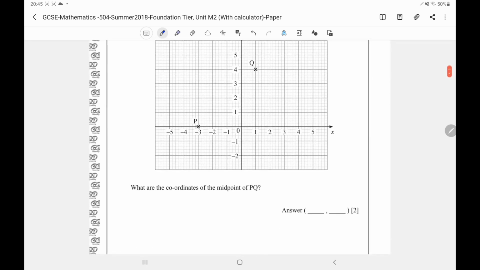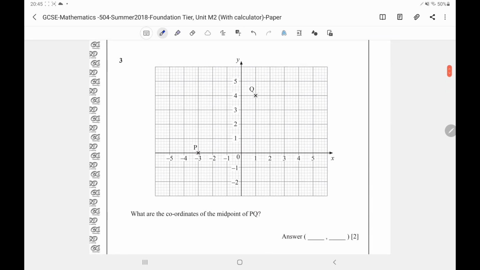Moving on then, question 3. The coordinates of the midpoint of PQ. PQ is just a line joining P and Q. So let's join a line. And we have to figure out halfway along that line. So halfway along is going to be somewhere around here. But exactly where is it?